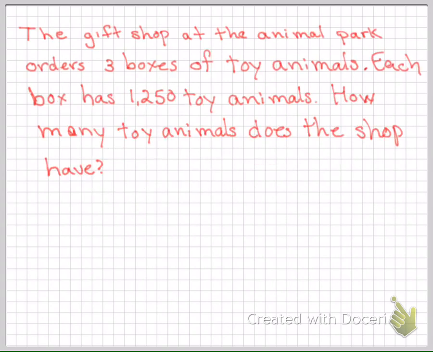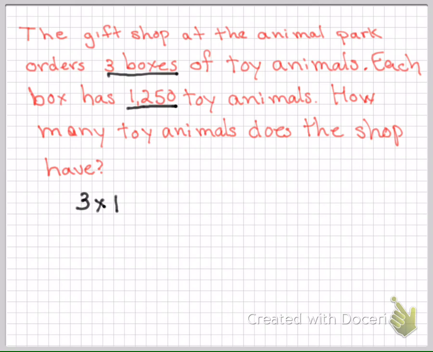Let's put it to work. It says the gift shop at the animal park orders 3 boxes of toy animals. Each box has 1,250 toy animals. How many toy animals does the shop have? Well, we want to see 3 times the number 1,250. So let's write that equation.